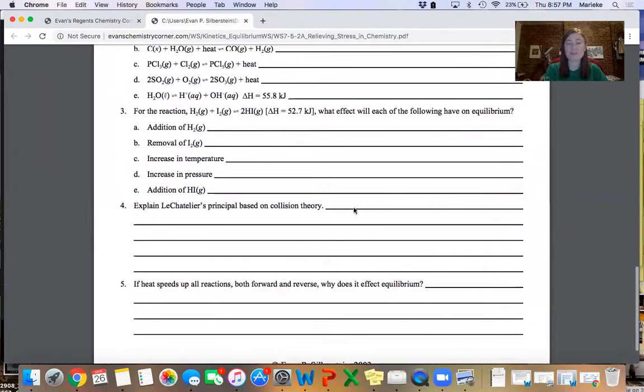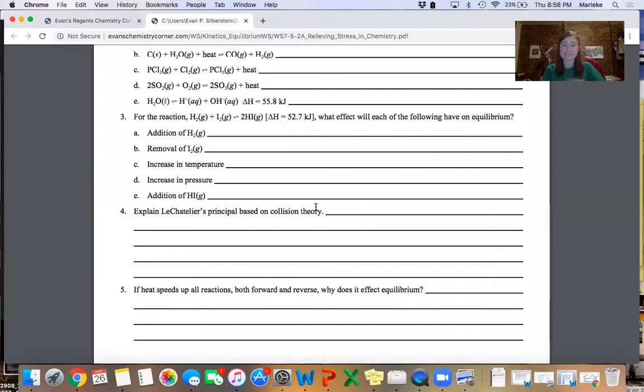Good. 4 and 5 are a little more conceptual. 4 is asking us to explain Le Chatelier's principle based on collision theory. There's a couple of different ways to talk about this. I think the simplest way is to say when you increase the concentration of a reactant, right? So if you increase, for example, H2 in this equation, there's more collisions between the reactants.